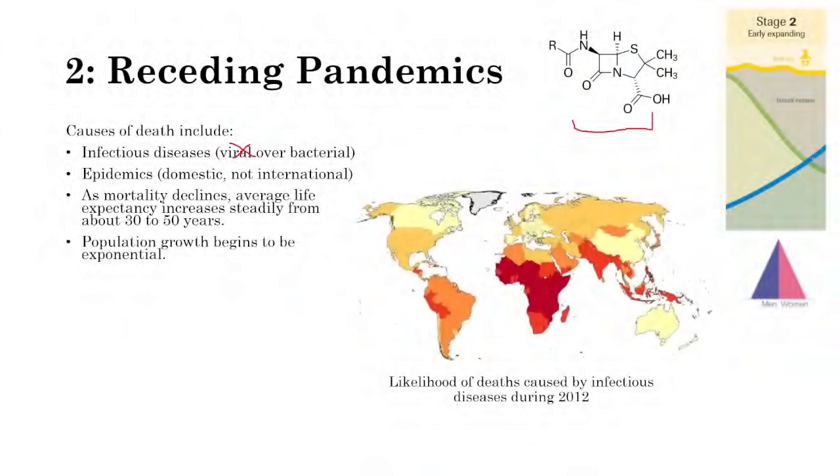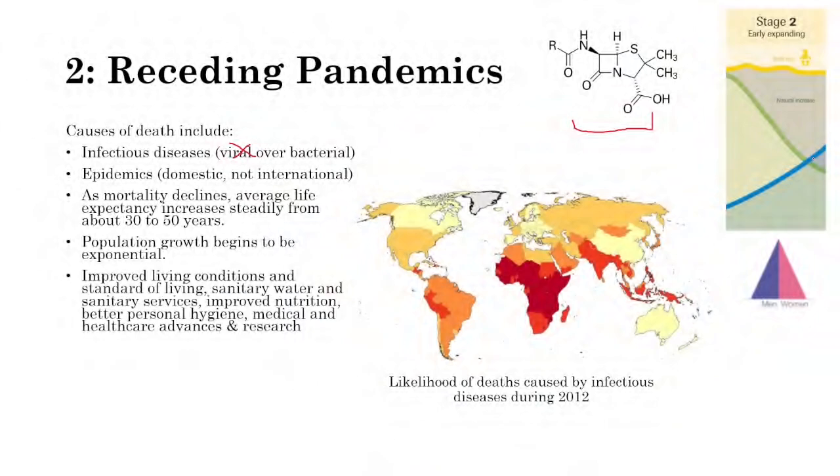Look at this map here. So we see the likelihood of deaths caused by infections during 2012. And in our stage 2 countries, of course, our infections are going to be the most prominent. Infections start to decline in more developed countries like the United States or the United Kingdom or China or Russia. Improved living conditions and standard of living, sanitary water, sanitary services, improved nutrition, better personal hygiene like brushing your teeth, medical and healthcare advances in research. All of these factors are what causes mortality rates to decline.